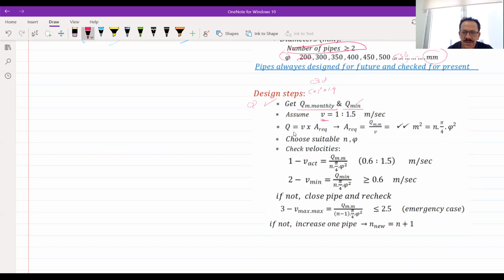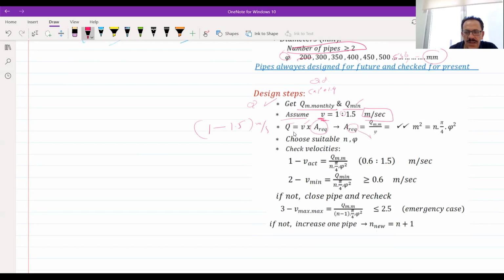Now the second thing is the velocity. We should assume a velocity which should be 1 to 1.5. This means 1 to 1.5, so I will assume a velocity within the range. This assumption will be checked later. Now, when I have a velocity and I have a Q, I can find the area. Area is equal to Q divided by V. By the way, the required area should be sufficient for the maximum monthly, right? Now, in this way, I will get the area.